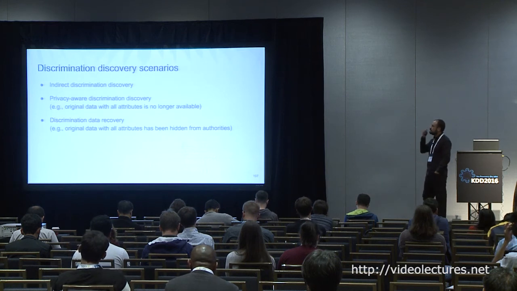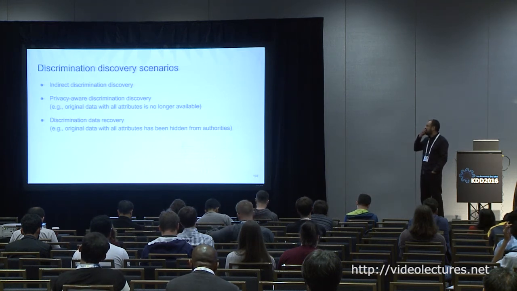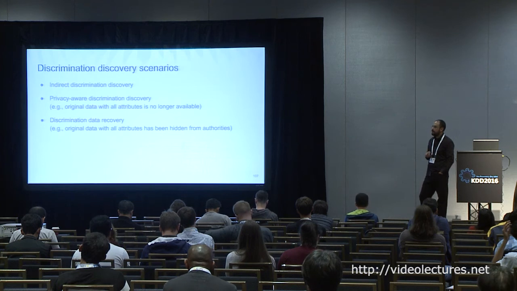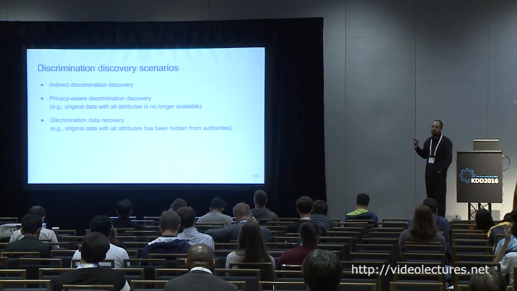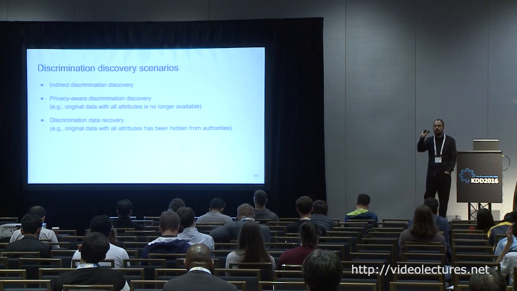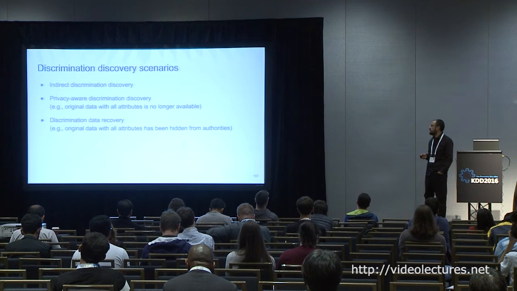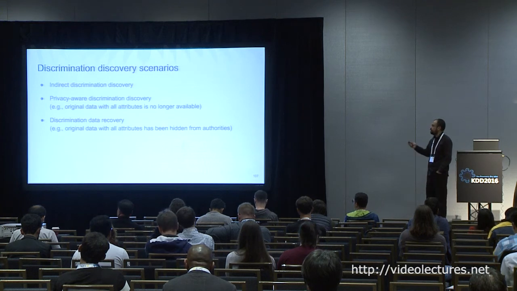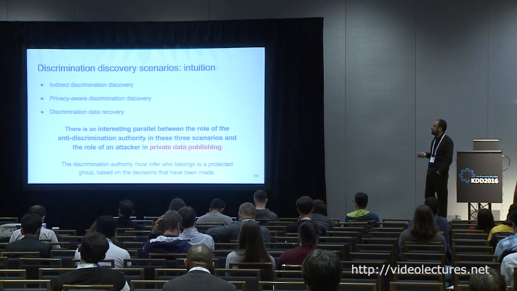So we're going to look at three scenarios here. One is to discover that there is some indirect discrimination. The other is privacy-aware discrimination discovery, which means I don't even know whether you are black or white or female or male, and I'm still going to discover that you were discriminated against. And then discrimination data recovery, which is for data that has been hidden from the authorities, where you have some data that you have removed.